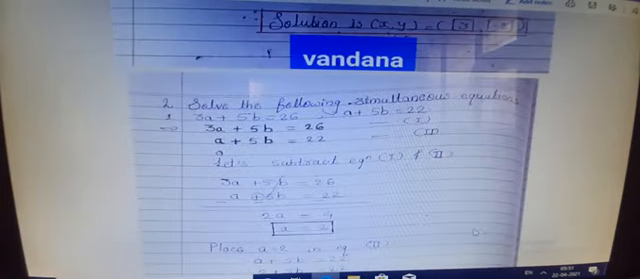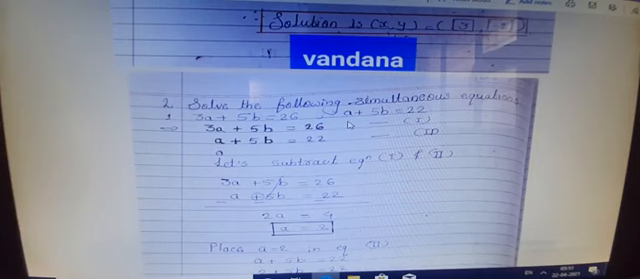Always write the answer of the x variable first. We always write the x variable's answer first, or the a variable first, or the p variable first. Therefore the solution of these two equations is: answer of x is 3 comma, answer of y is minus 2, bracket complete. Now we are going to solve equation number two.